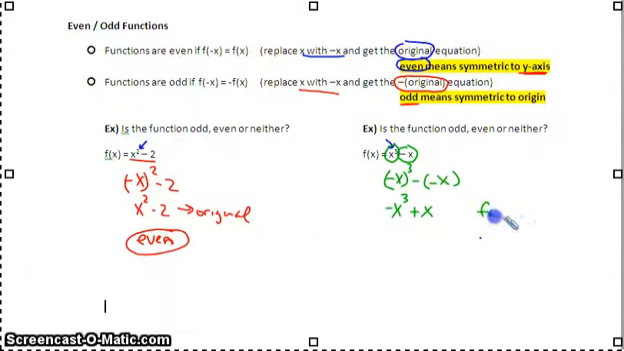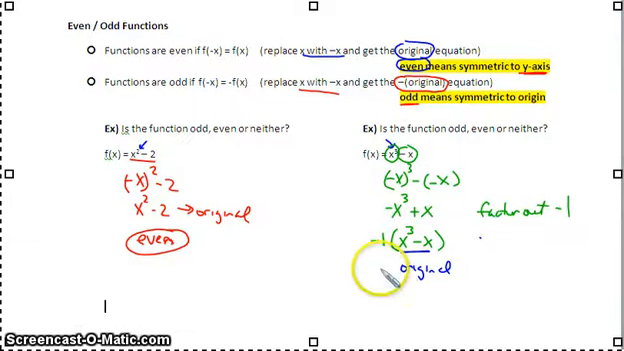So if I factor out a negative 1, that would make this negative x cubed positive, and this positive x negative. And remember that this right here, that's my original. That matches x cubed minus x. So I really have a negative 1 and then the original equation. And that's what I was looking to find when I have an odd function. I want the negative of the original.